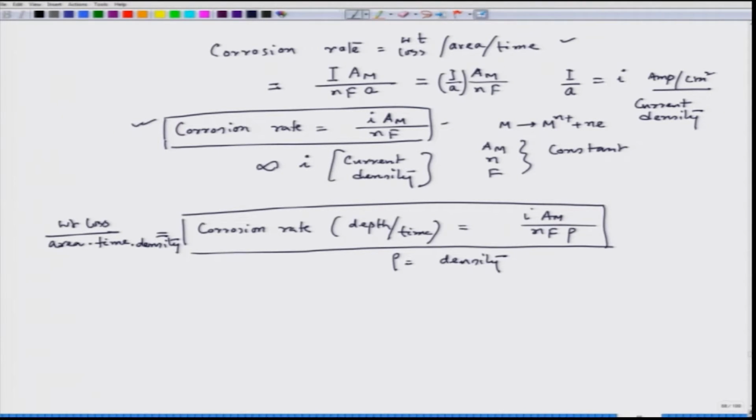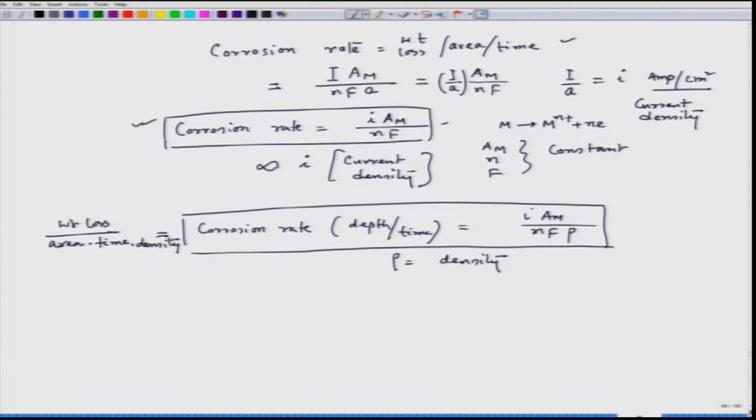Now, we have a very good idea that corrosion rate is electrochemical in nature, and by using laws of electrochemistry, we can relate the current flow in the form of current density with the corrosion rate.